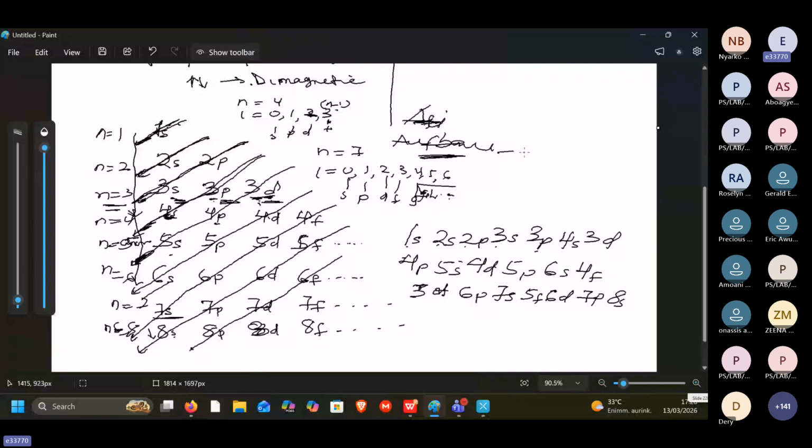Now you see, after 4p, we should go to 4d, but then we'll come to 5s. Then after 5s, we go to 4d, then 5p, 6s, and those kinds of things. So if you forget, you can use these arrows to indicate which orbitals should be filled next. I hope that will be okay. Can I proceed? Yes, sir. Yes, sir.